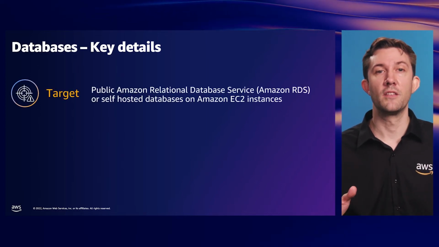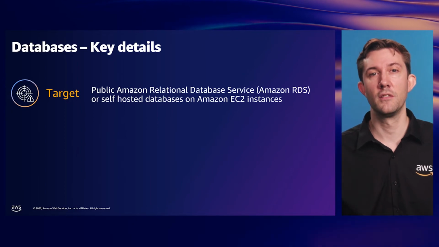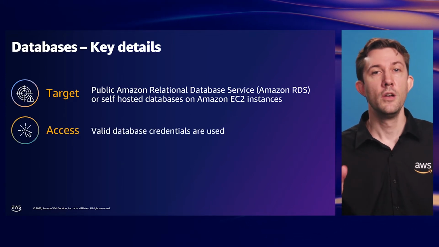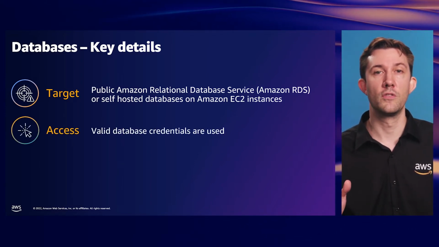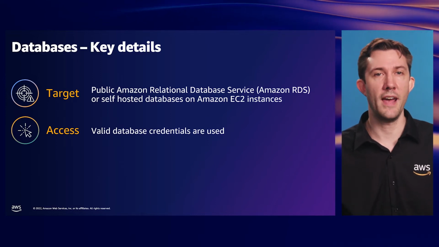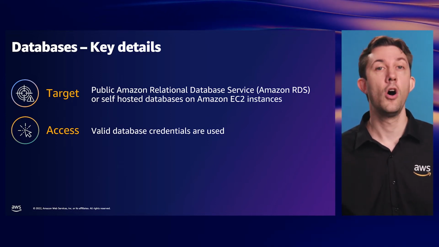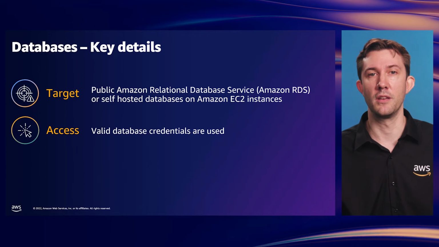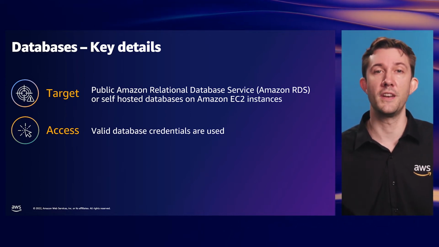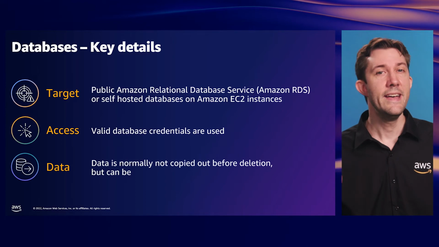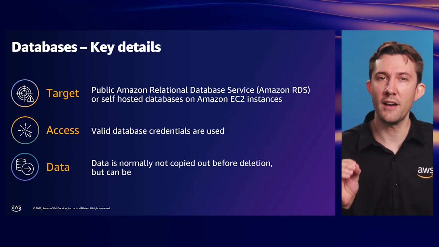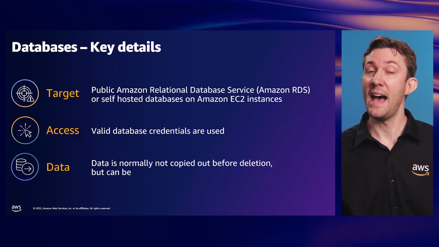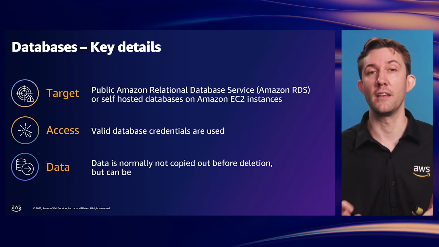Firstly, the database can either be an Amazon RDS database or a self-hosted database on an EC2 instance. Valid database credentials are used. This is normally via a brute force attack, which is attempting lots of different credentials, on a public database. But it can also be something like a web application vulnerability that gave the attacker visibility of the database credentials. And more often than not, no data is actually taken. It's the threat of data loss that is used for the ransom. However, that is not always the case.